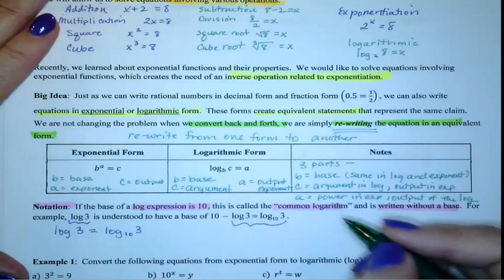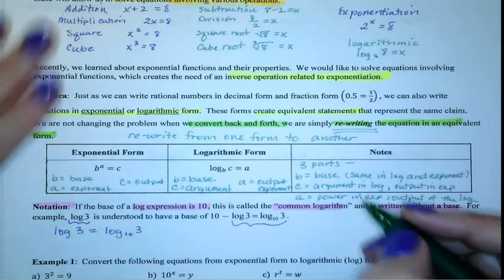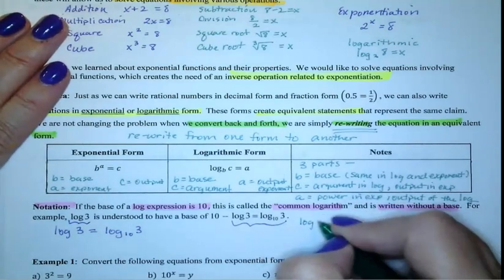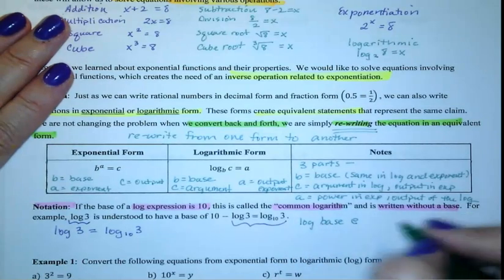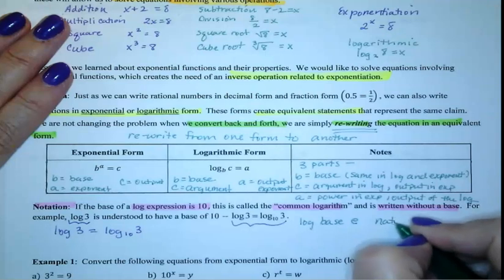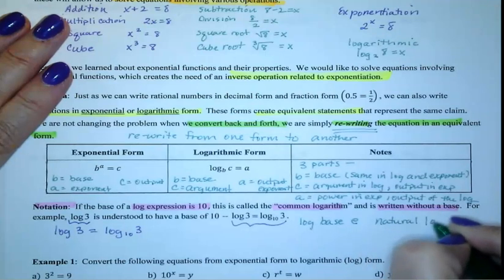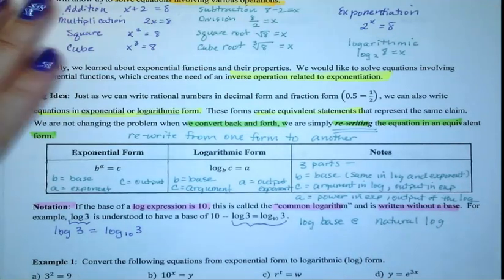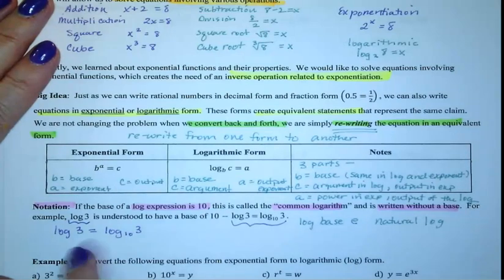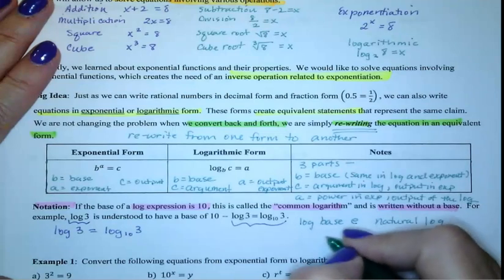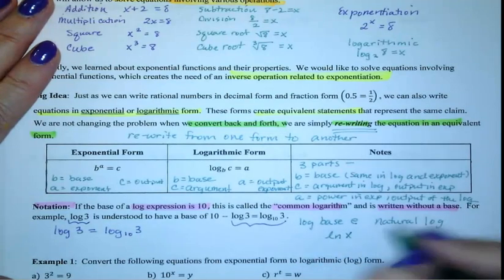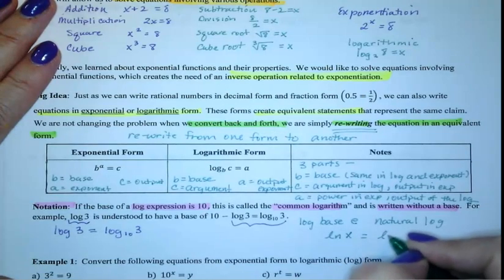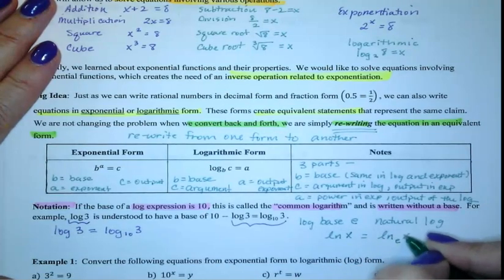The second one is when log has a base e. This is called natural log. And it can be written in two ways, just like here. Instead of using log, we will usually use ln, let's say of x. Then that is the same thing as log base e of x.